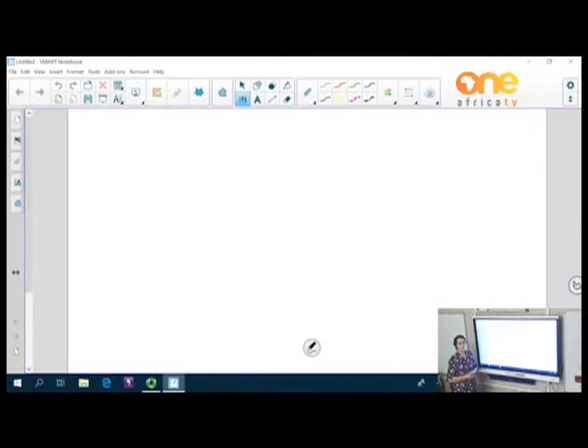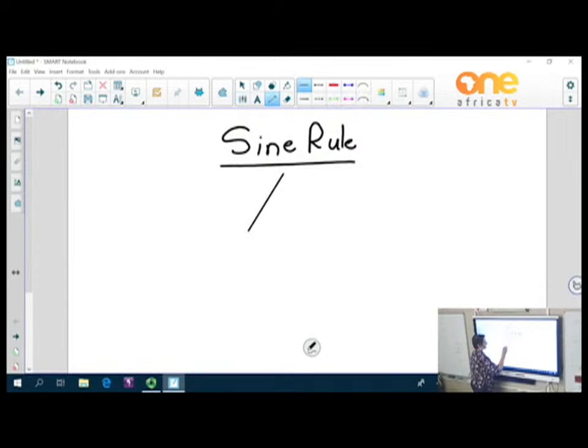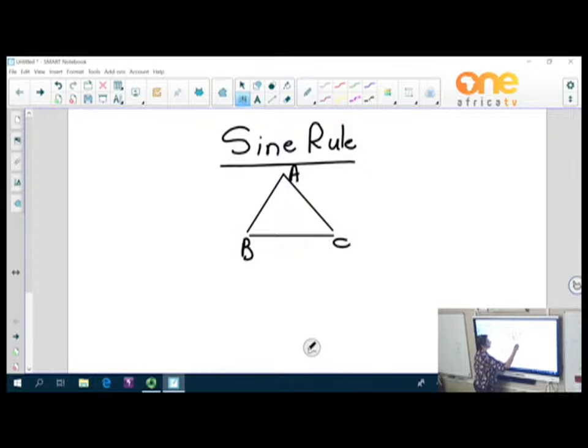Today we're looking then at the sine rule. This is now when we work in any triangle, the sine rule. And as we said in the previous lesson, the first thing that you need to understand is that in a triangle, if this is triangle ABC, then this is side A, this is side B, and this is side C. That's the first very important fact that we need to know and what we're going to use here.